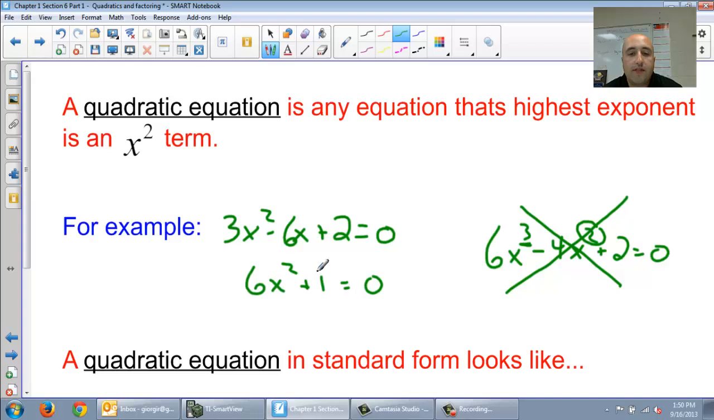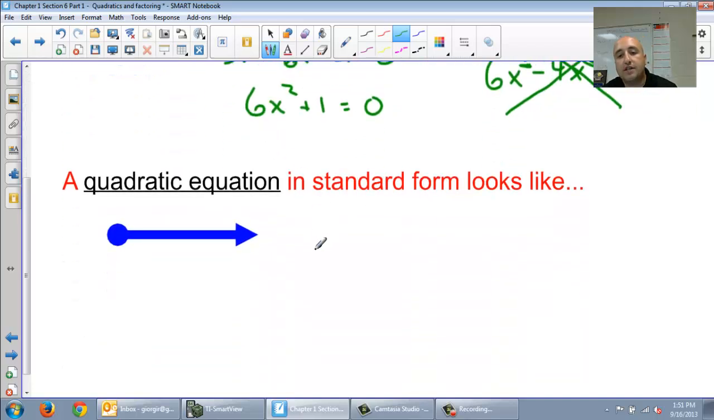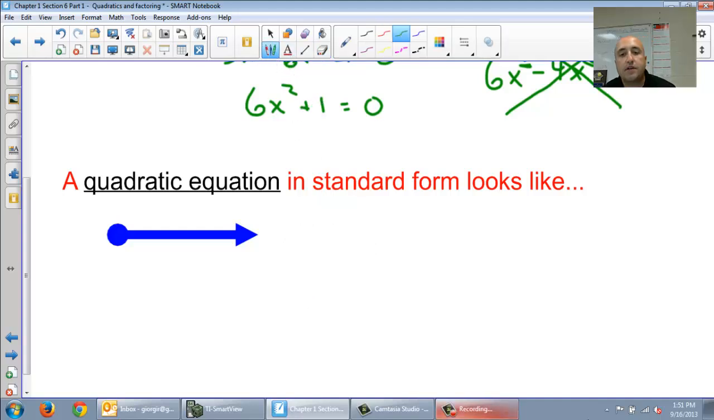Okay? So the general form of a quadratic equation is ax squared. Oops, made a mistake there. Let's get rid of that. Okay, so the general form is ax squared plus bx plus c equals 0, where a, b, and c can be any number. It's very important that we know what the general form of a quadratic equation is.